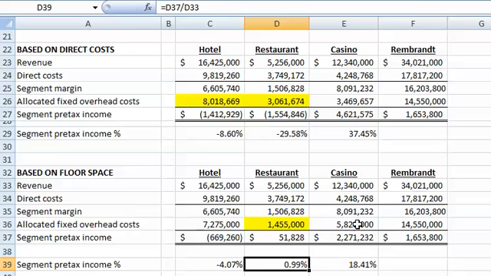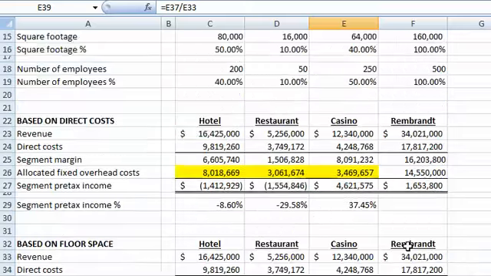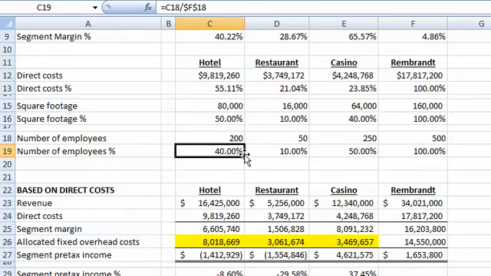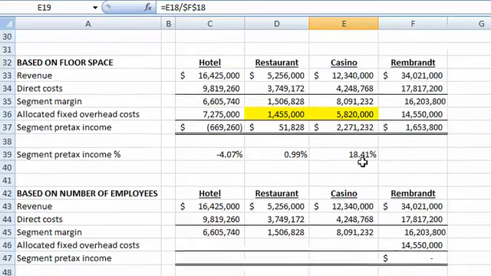And since we've allocated more of our overhead costs to the hotels, we've gone from, sorry, to the casino, 3.5 million to 5.8. Not surprisingly, our segment margin has gone down from 37% to 18%. Let's go ahead and consider the final allocation base, which was based on number of employees. And we can see number of employees, our allocation will drop to 40% for the hotel and increase to 50% for the casino. So our hotel will appear more profitable and our casino less profitable still. So let's go ahead and make that allocation.